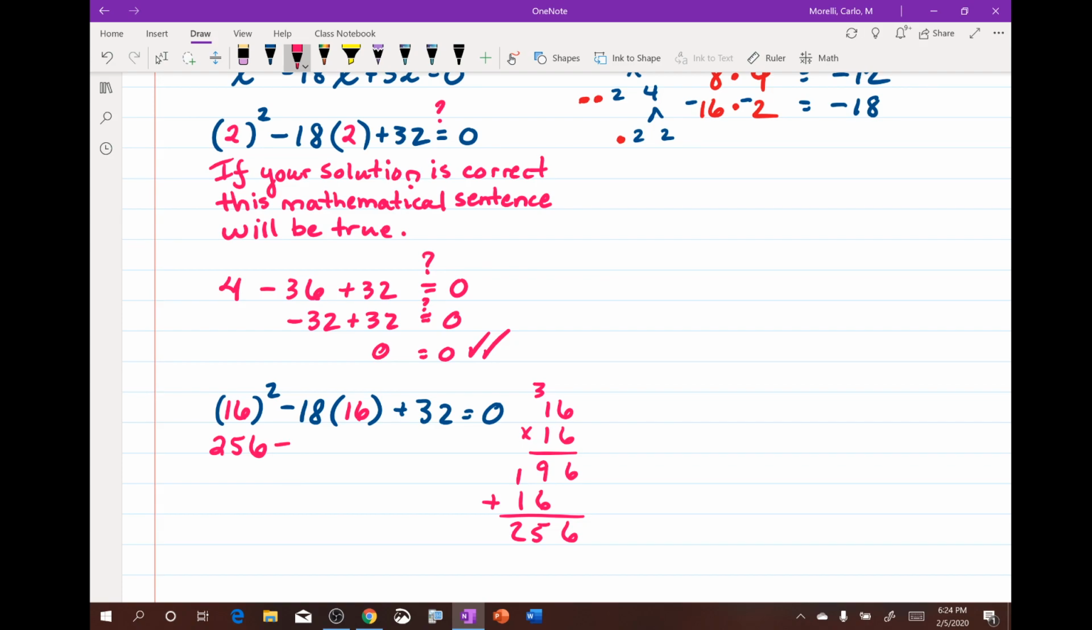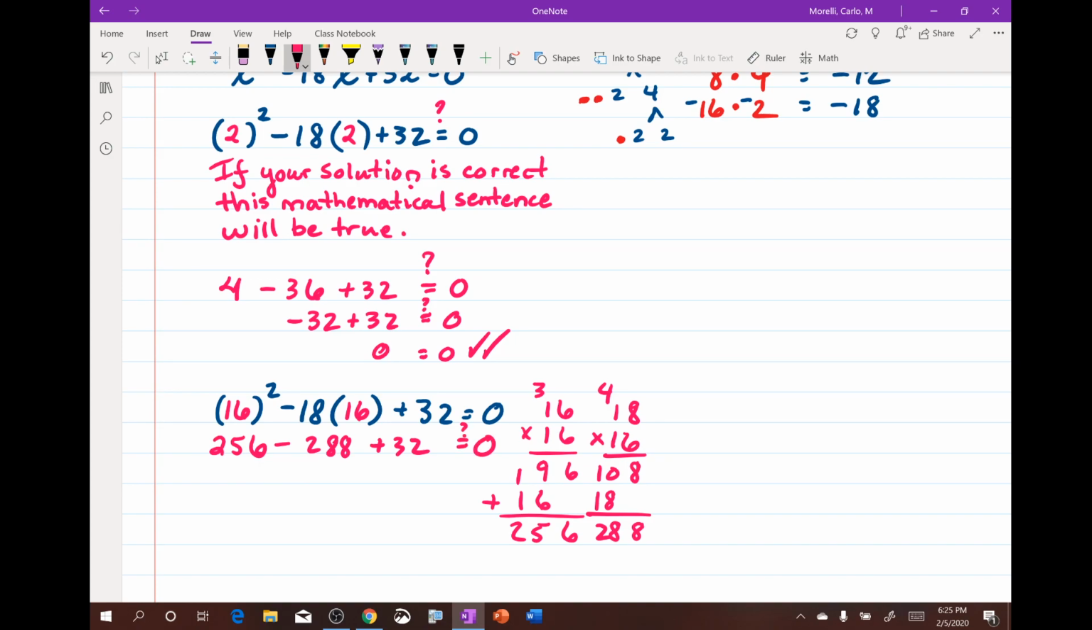minus, and now I've got to do 18 times 16. Eight times 6 is 48. 6 times 1, 6 plus 4 is 10. And then 8 times 1 is 8. And 1 times 1 is 1. So 8, 8, 2. 18 times 16 is 288. Do you agree? Okay, so 256 minus 288 plus 32 equals 0. That is the question we want to know.